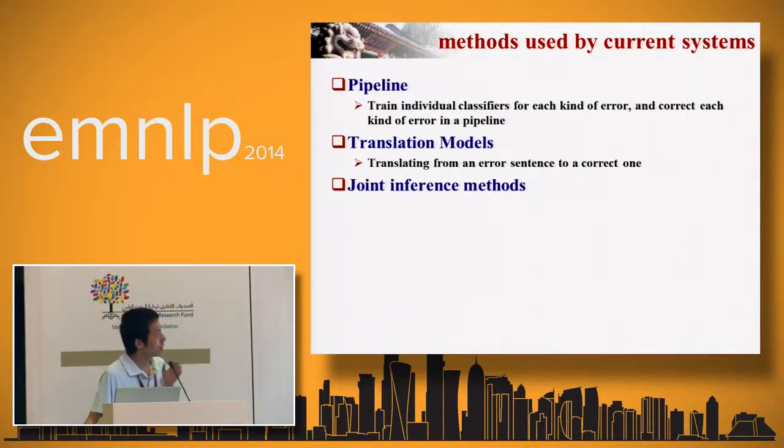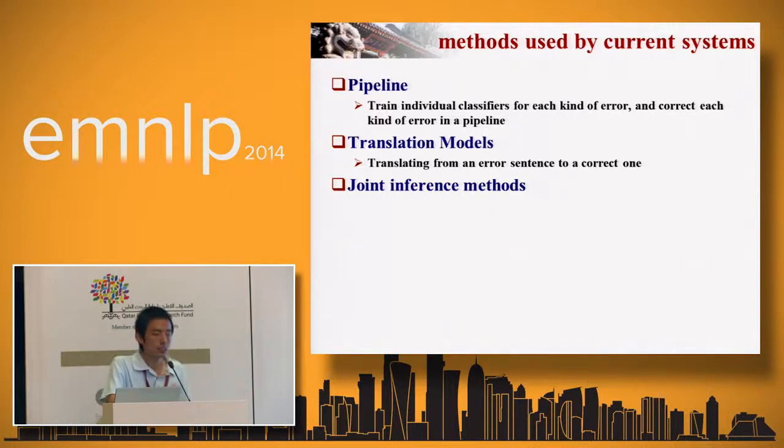And the methods used by current systems, I can sum up into 3 categories. The most prevalent one, used in most systems, is the pipeline system, which tries to crack the grammatical errors in a pipeline style. They train individual classifiers or individual models to correct each kind of error, and the input of one part of the system is the output of the previous one.